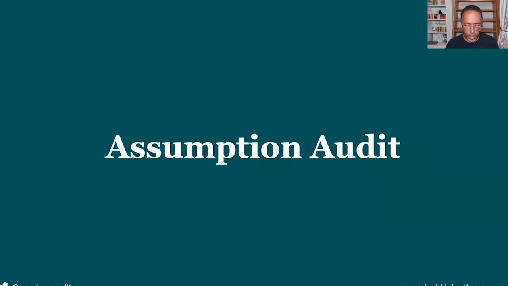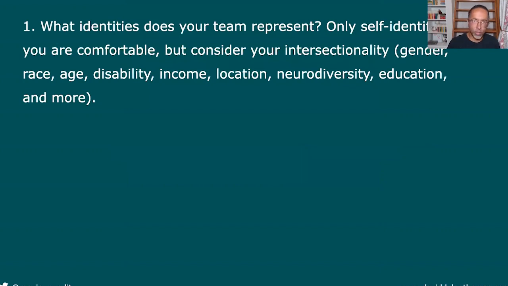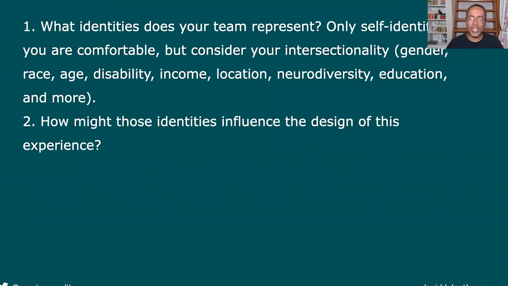Another great thing to do at the outset of a project, to get all your biases out on the table, is called an assumption audit. Before you kick off, you get your whole team in a room and ask these 5 questions. First, what identities does your team represent? You only self-identify as you feel comfortable, but you're thinking about things like gender, age, or income. Then you ask, how might those identities influence the design of this experience?